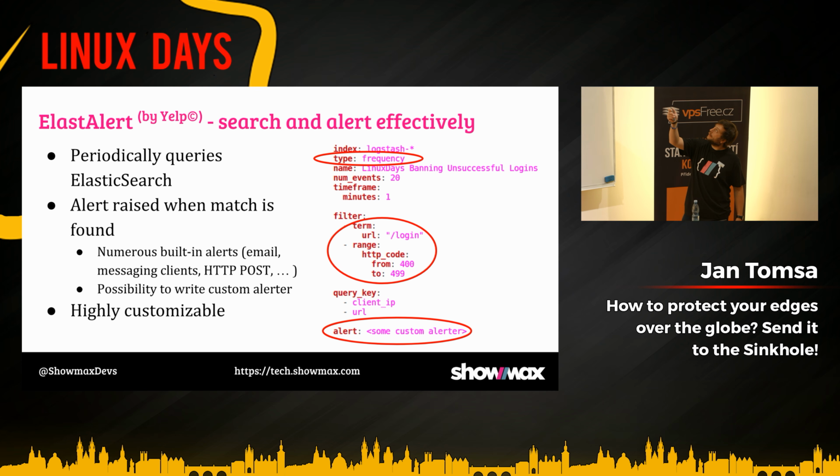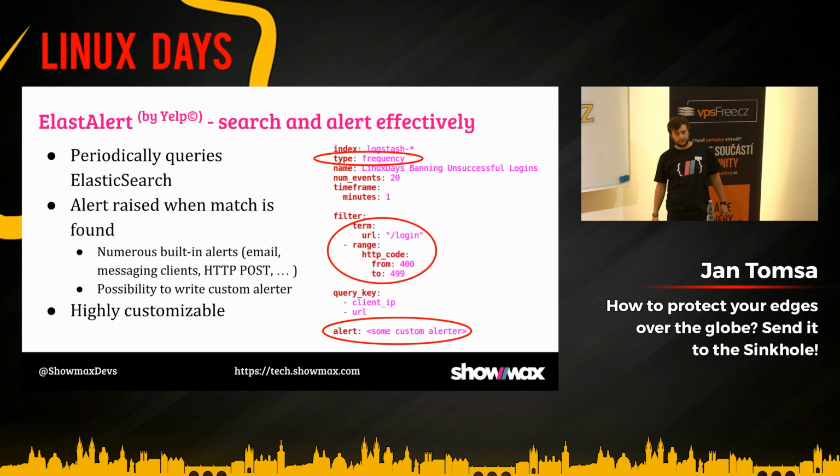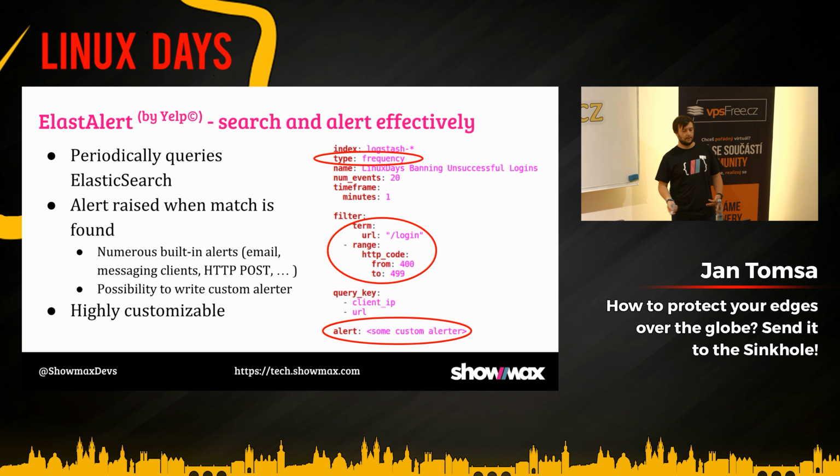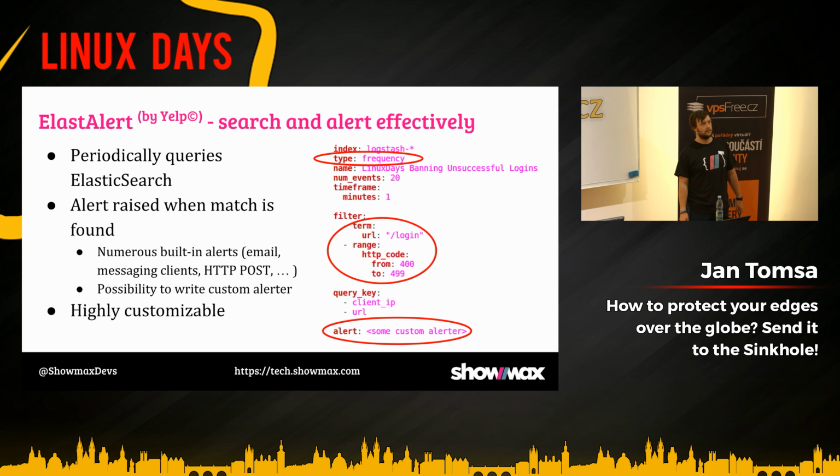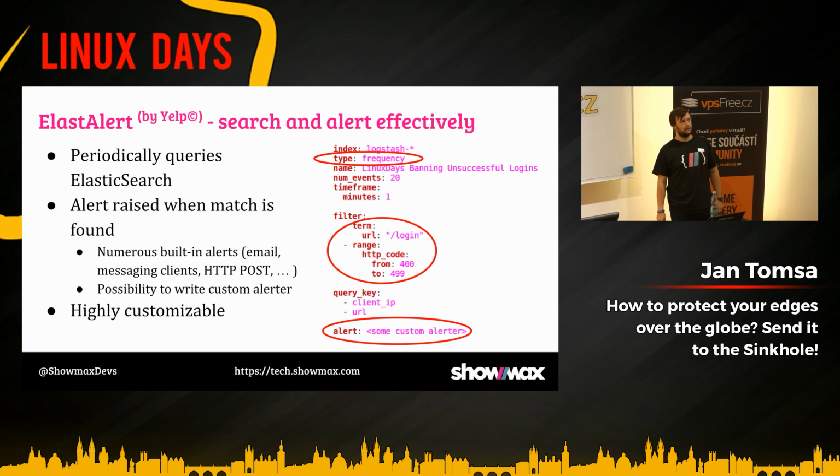The middle part is the actual query for Elasticsearch that you saw on the previous slide. And the last and most important thing is the alert. Here you can specify how you want to be alerted when the alert finds what you want it to find. You can use various built-in alerts like email or messaging clients, but you can also create your custom alerter, which we did in our case.